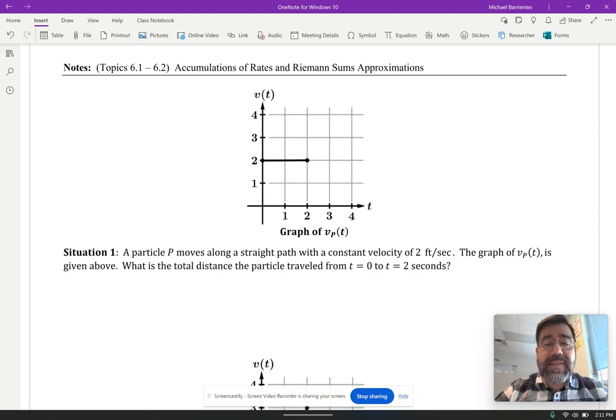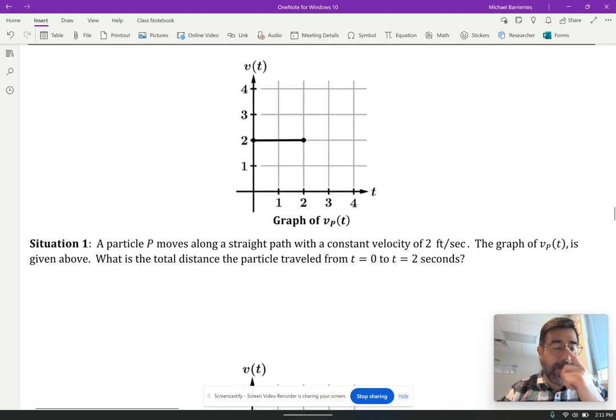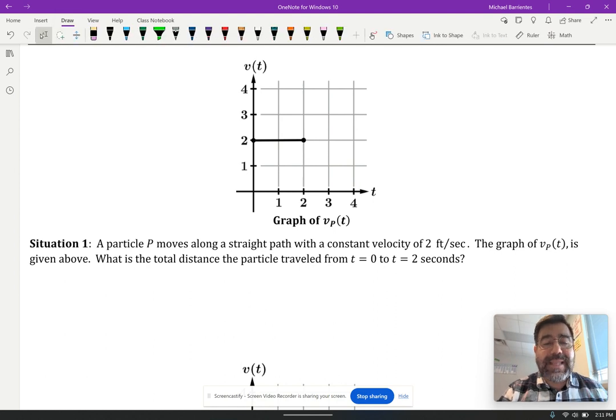But let's take a look at this example, situation one, and see if we can figure things out kind of organically. The particle P moves along a straight path with a constant velocity of 2 feet per second. So I need you to know that what we're looking at is not the path. This is not the path of the particle. This is the velocity of the particle. So the velocity doesn't change.